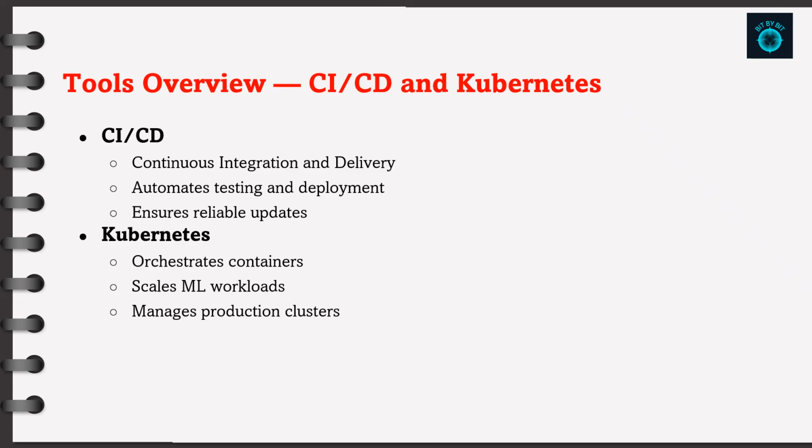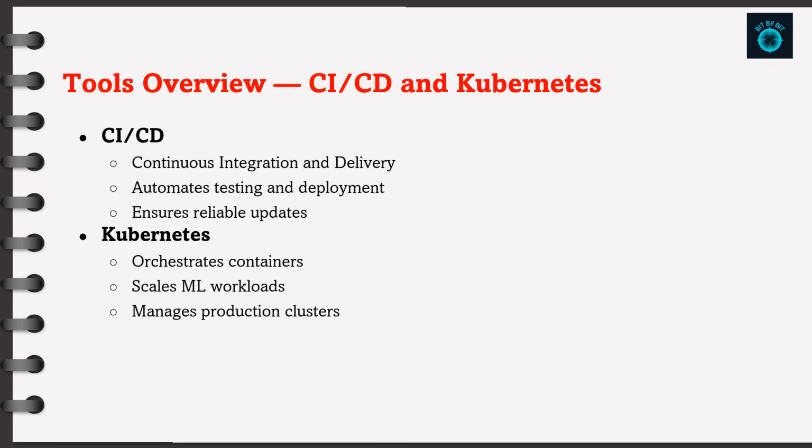Tools Overview, CI/CD, and Kubernetes. Now let's look at the last two major tools, CI/CD and Kubernetes. CI/CD stands for Continuous Integration and Continuous Delivery. It automates testing, building, and deployment of machine learning pipelines. Whenever you push new code or a new model version to Git, CI/CD tools like GitHub Actions, GitLab CI, or Jenkins automatically test it and deploy it. This keeps production systems up to date with minimal human intervention.